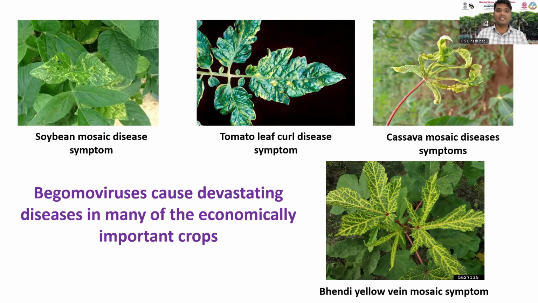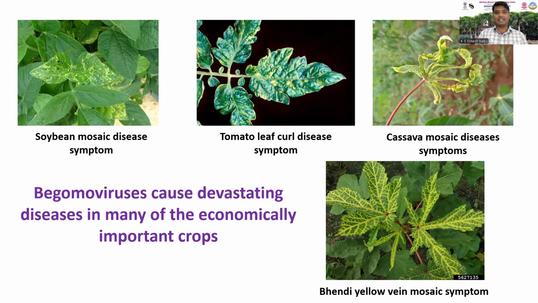Here in the pictures, I have shown 4 different crop plants. These begomoviruses infect a variety of crop plants. Not only weed plants, they also infect a wide variety of economically important plants. I give 4 examples here. Example number 1 is soybean. The soybean is mainly infected by a specific begomovirus called soybean mosaic virus, and it creates a mosaic pattern in the leaf.